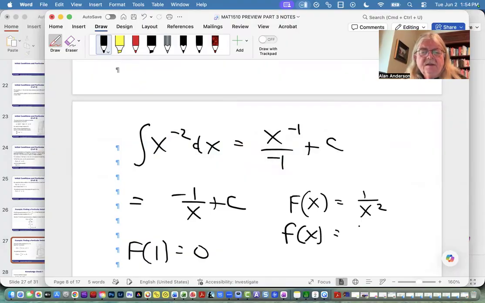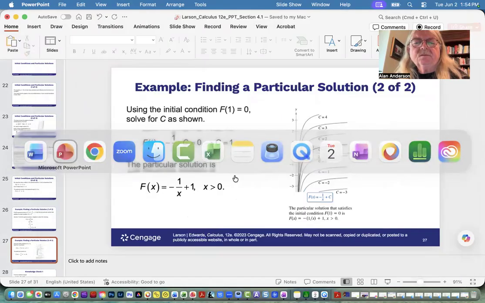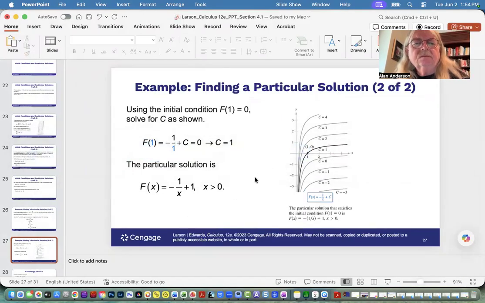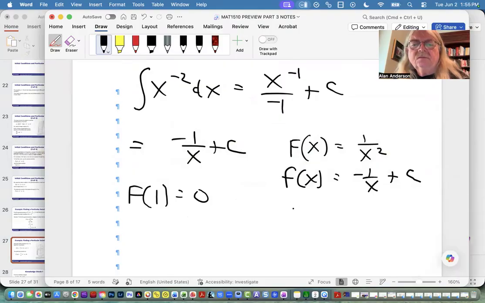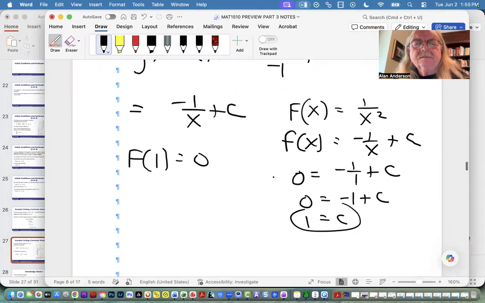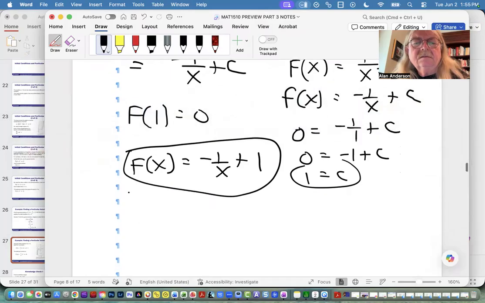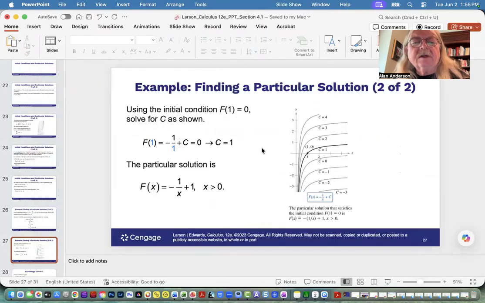f of x is negative 1 over x plus c. So we ultimately end up with, okay. And that identifies which of these curves is the right one.